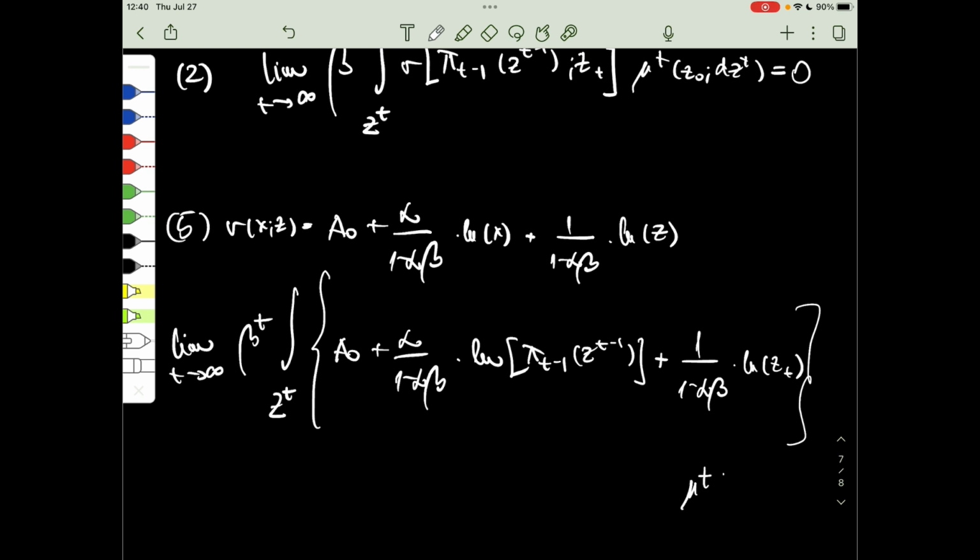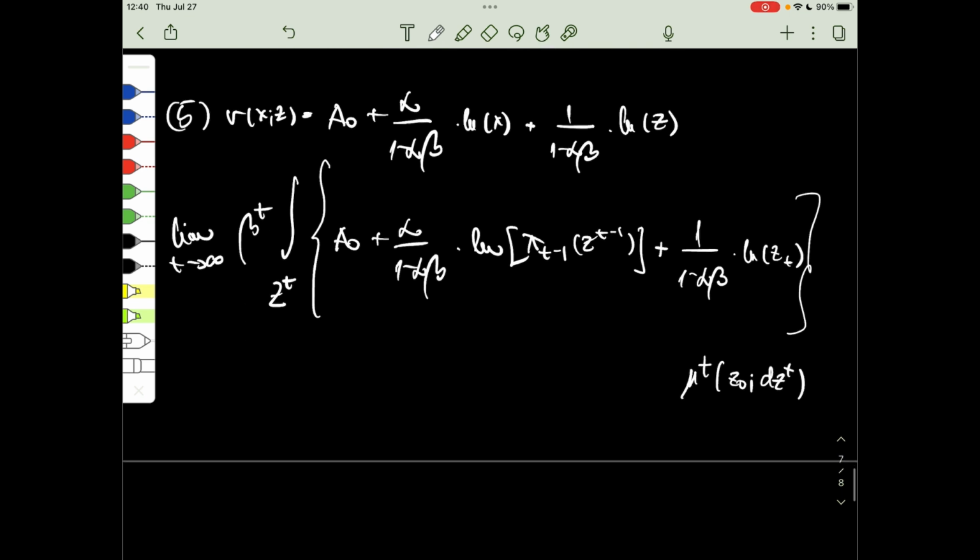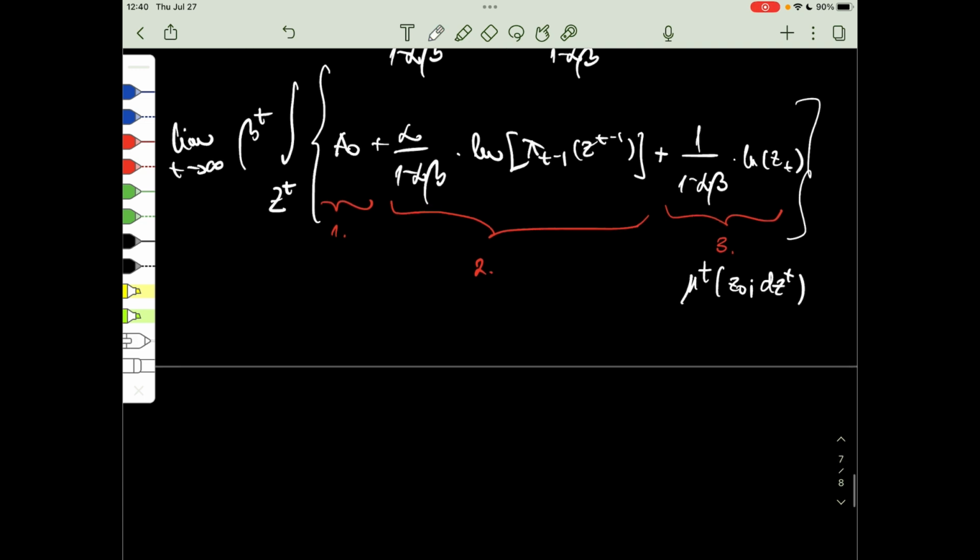And the probability measure with respect to which we do the integral. Okay, this limit has three parts. This is one, this is two, and this is three. Let's see them, let's have a look at them separately.